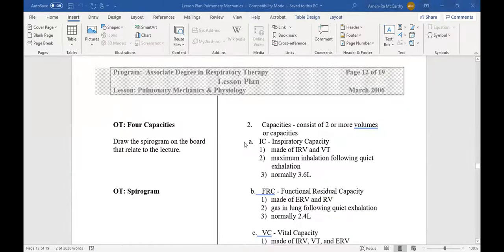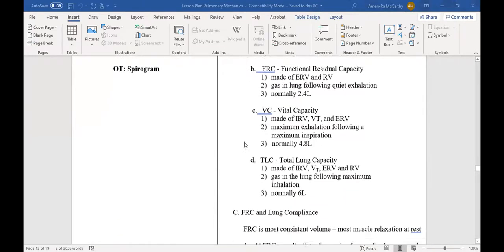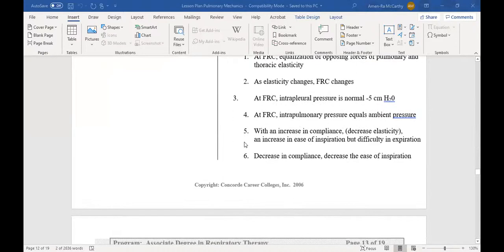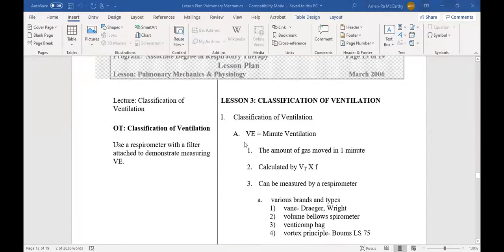Here go the capacities. You can go back and pause this because we just went over all of this. And this is stuff directly from here straight into the PowerPoint, guys. Exact same stuff. All right.